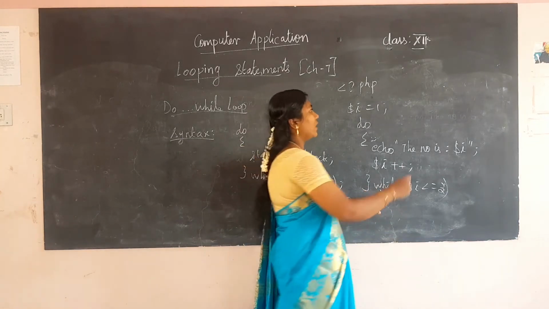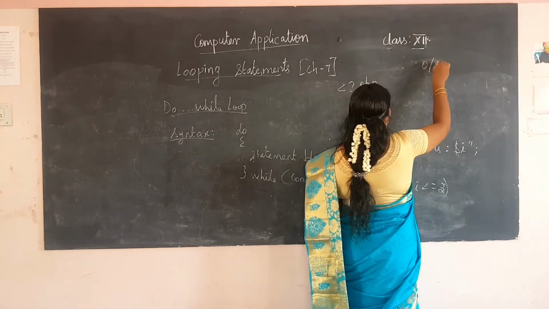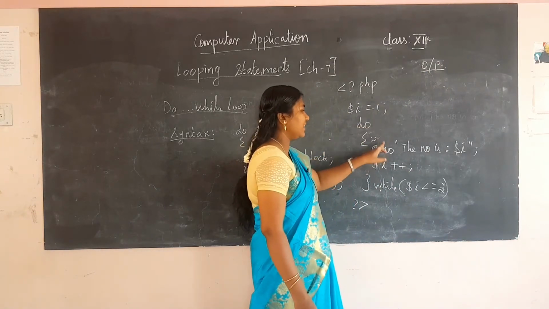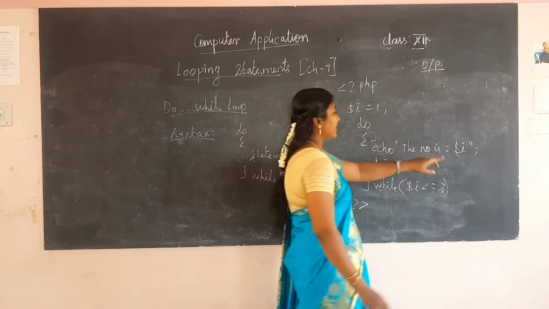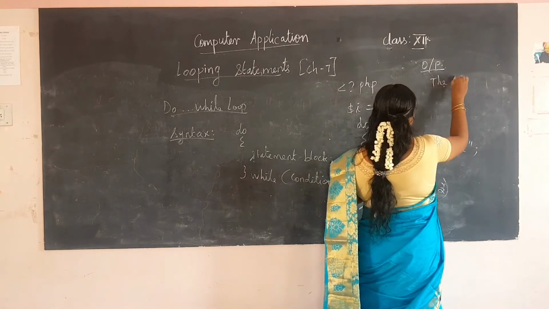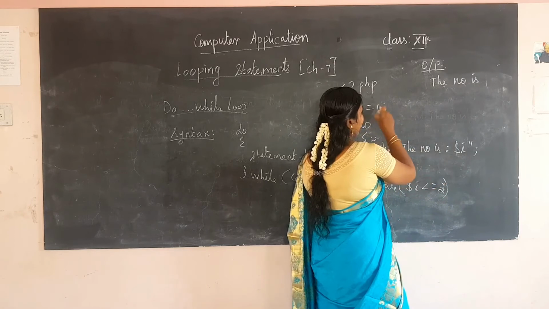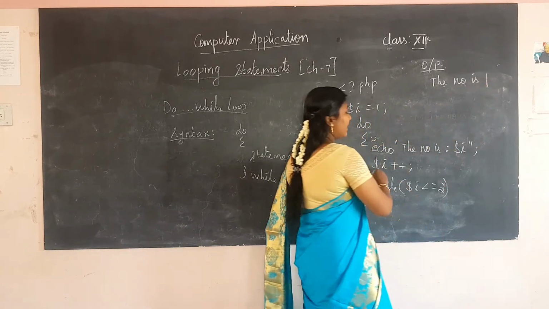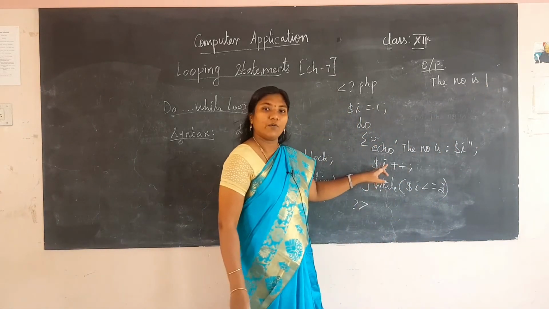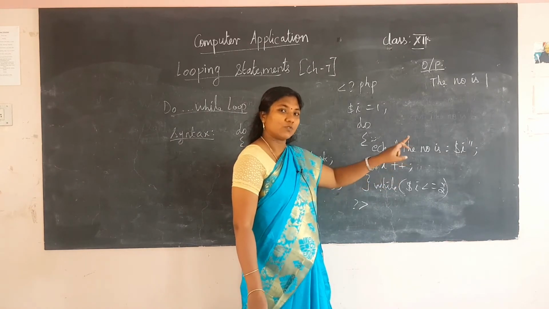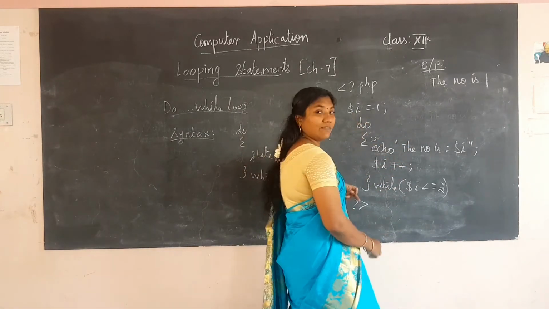So, what will be the output of it? First $I is equal to 1, and it will print once. Before checking the condition, it will print the number is, and $I has the value 1. Then I will be incremented. $I plus plus means $I is equal to $I plus 1. Therefore, now I has the value 2.